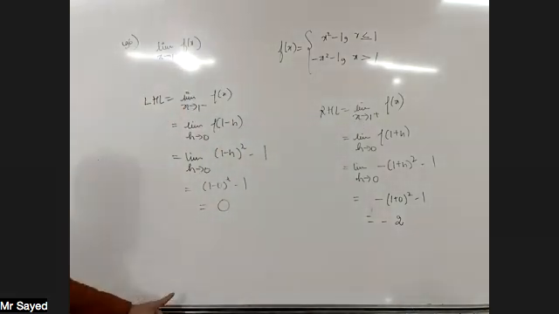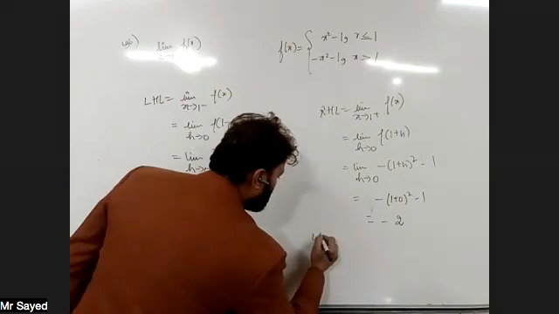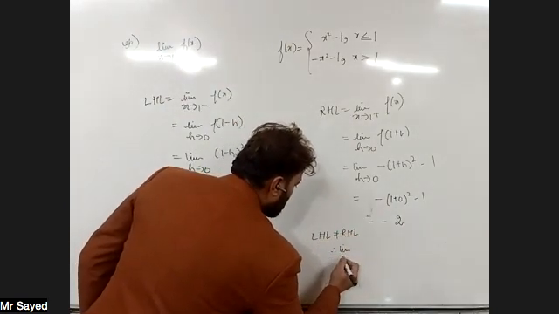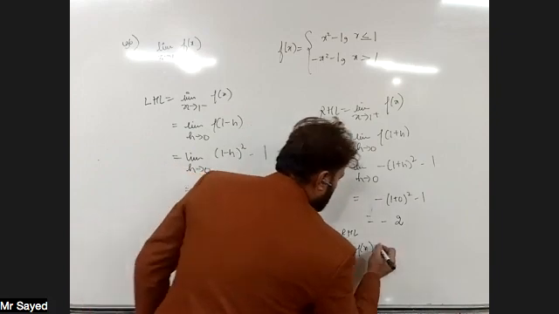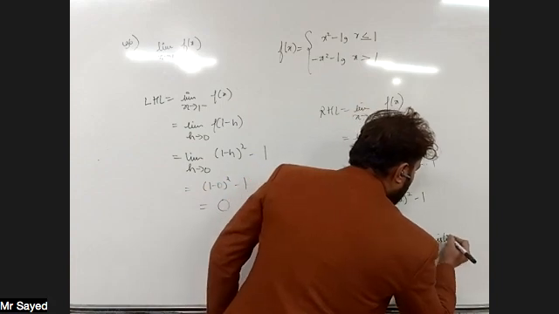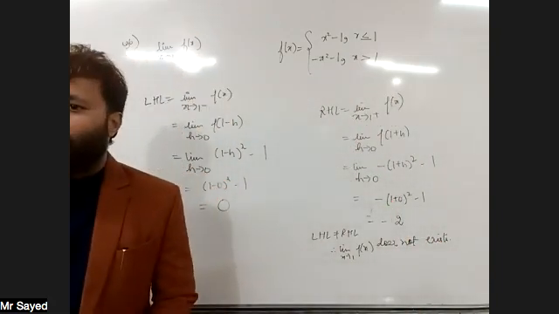What do we conclude? LHL is not equal to RHL. Therefore, limit x tending to 1 f(x) does not exist. Am I clear with that? Followed?